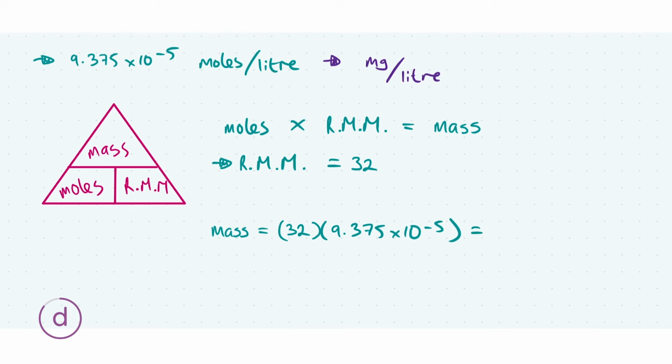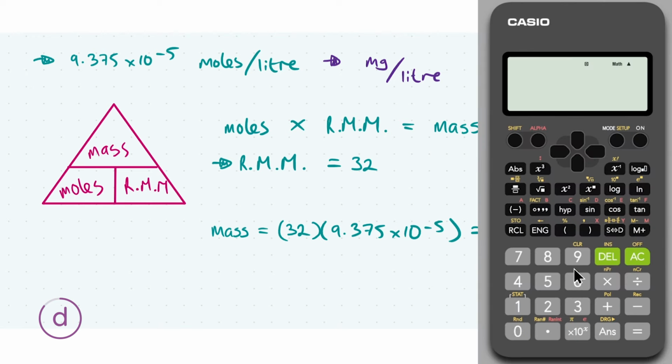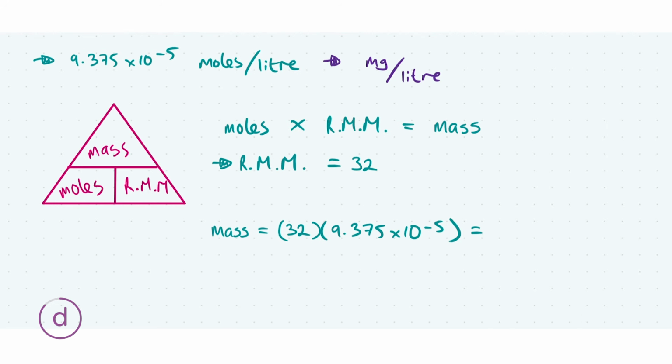So I'm going to just pull up my calculator here, and we can do this maths. Putting up the calculator, we're going to put in everything we know. So we're going to have 32, which is the relative molecular mass, times 9.375 by 10 to the minus 5. And it's going to give us an answer here, which is 3 by 10 to the minus 3. And this is going to be our mass measured in grams. So writing that down here, we're going to have 3 by 10 to the minus 3. And it's important to know here that this is measured in grams.